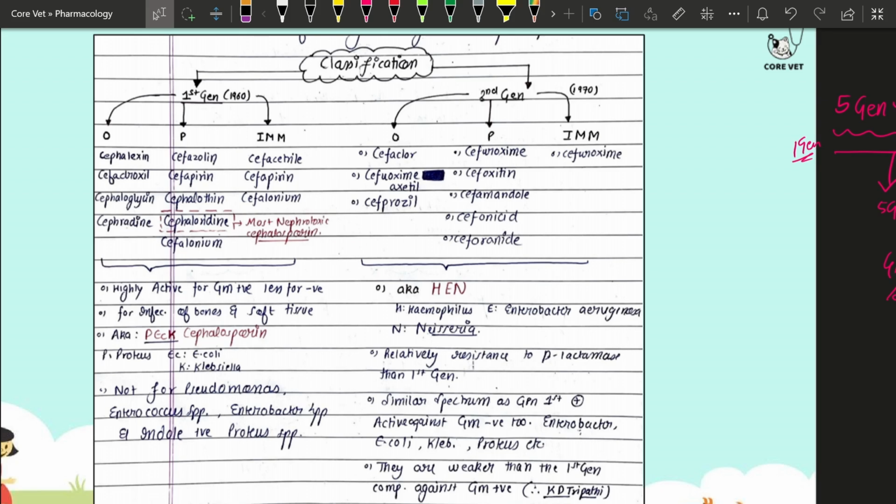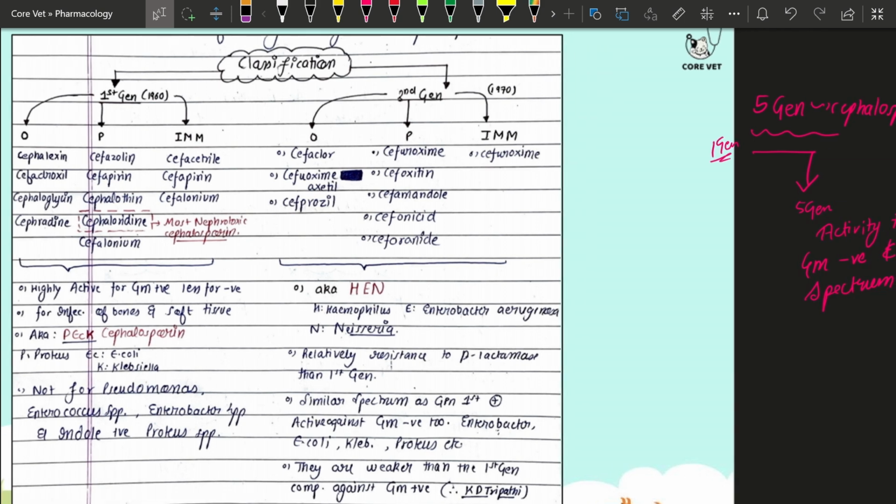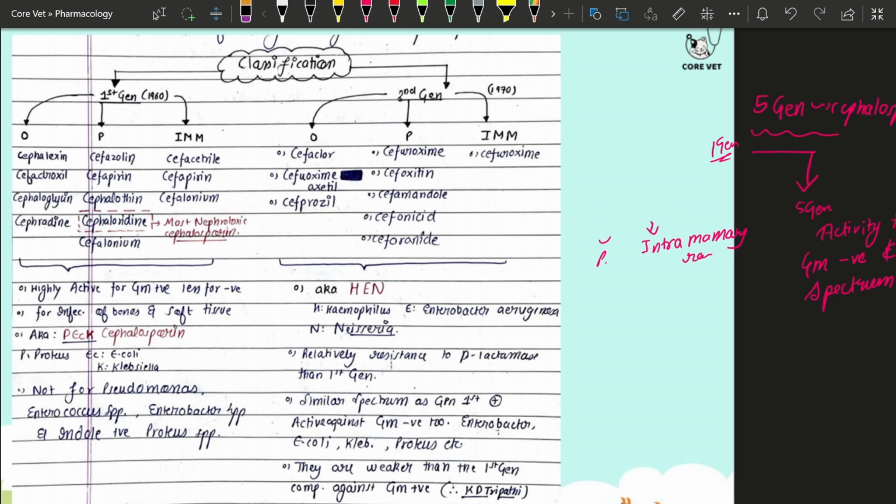Okay, so if we talk about the 1st generation, I have divided the 1st generation into 3 types: O, P, and IMM. The IMM refers to the intramammary route, right? P represents the parenteral route and O represents the oral route. Okay, so these are the routes by which the 1st generation drugs are administered, right? Similarly, I have written it in all the generations.